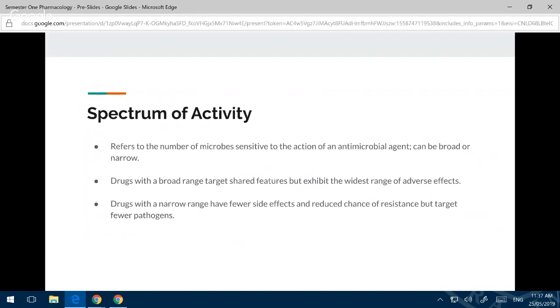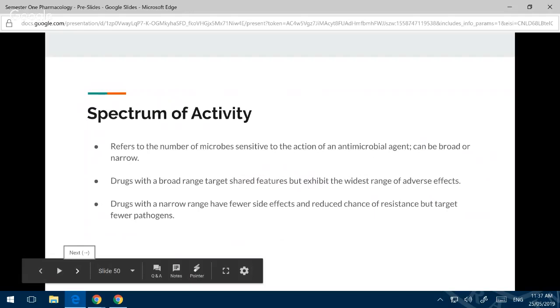Spectrum of activity is pretty self-explanatory. We're just talking about drugs that can have a narrow or broad range. Broad range obviously targets shared features, but they do have the widest range of adverse effects. Whereas drugs with a narrow spectrum typically have reduced side effects and a reduced risk of resistance.